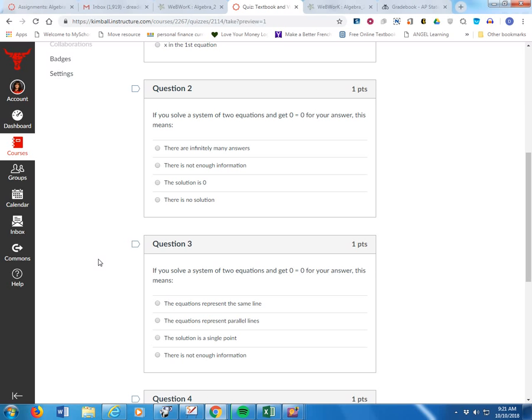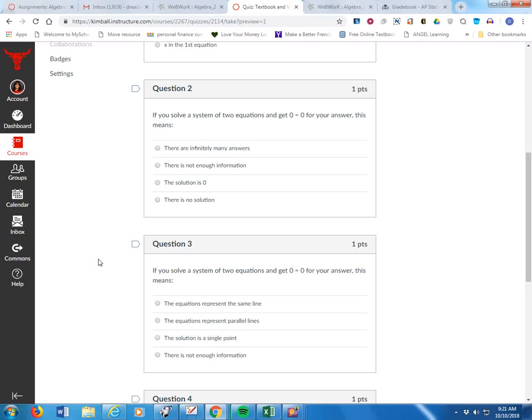They're the same line. So if you ever get 0 equals 0, 6 equals 6, 7 equals 7 for your answer, it tells you there's an infinite number of solutions, and those two lines you started with are exactly the same line. One's just multiplied by a factor of the other.